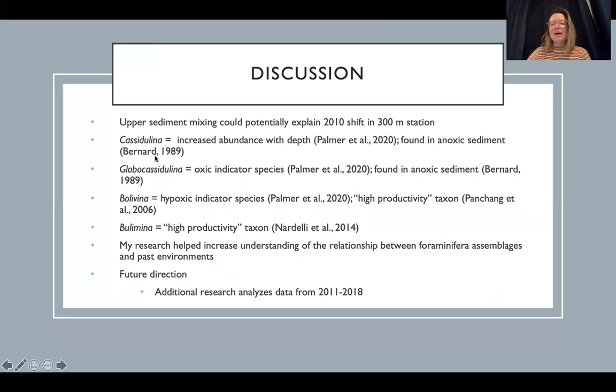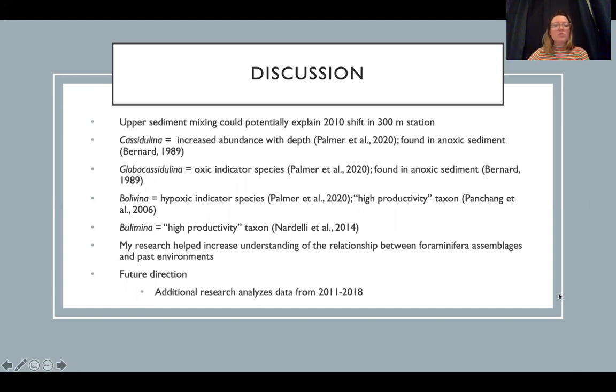We also looked at past research and found that Cibicidoides is usually more abundant with depth or in an oxic sediment. However, we found it in higher abundance in the more oxic 200 meter station, and Globo-cassidulina and Bolivina in the more hypoxic 300 meter station, which is also seen in past research. Bulimina was really seen in low quantities at all stations.